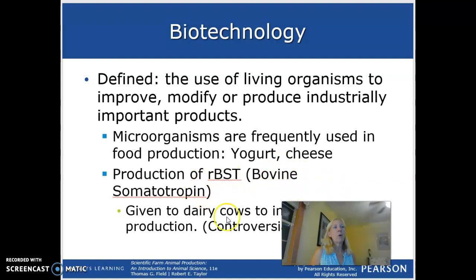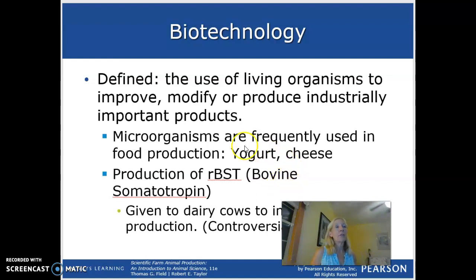So we can use these same bacteria to help us create animal products that we consider to be important. One of the things that we have available to dairy farmers is called BST. BST is bovine somatotropin. That's what BST stands for. Bovine somatotropin is a hormone that can be given to dairy cows, and it increases their milk production by about 10%. The hormone is naturally occurring in beef cattle. So we can boost that naturally occurring hormone by giving them artificially manufactured BST.